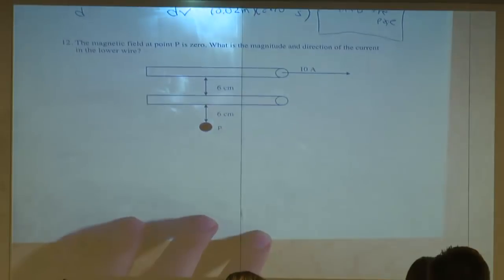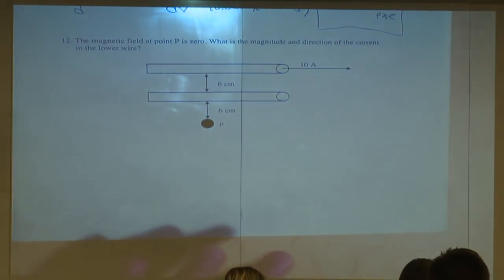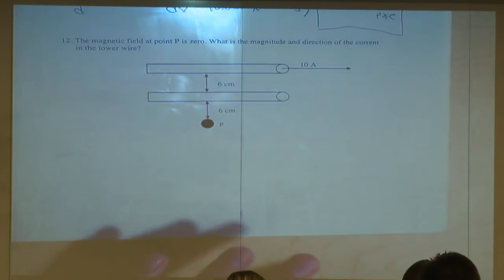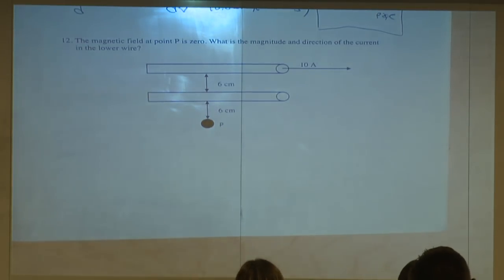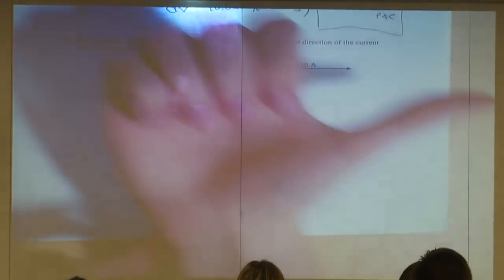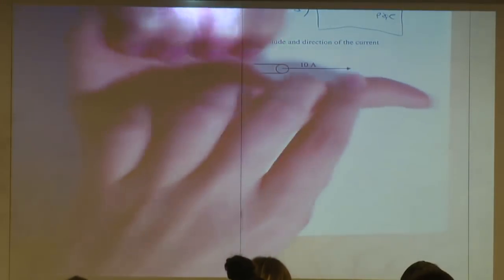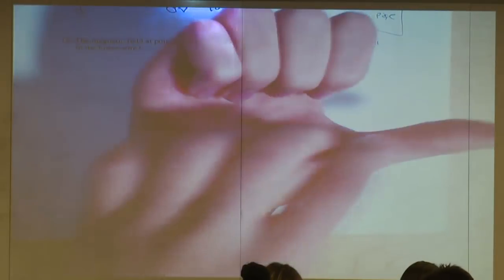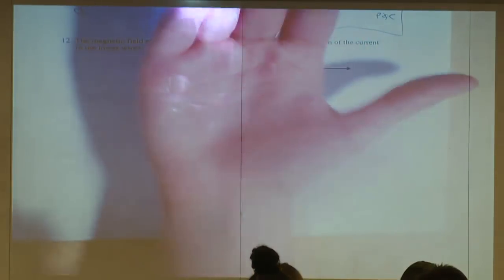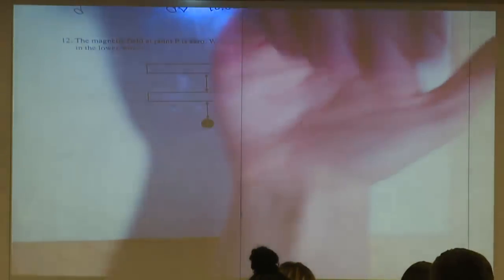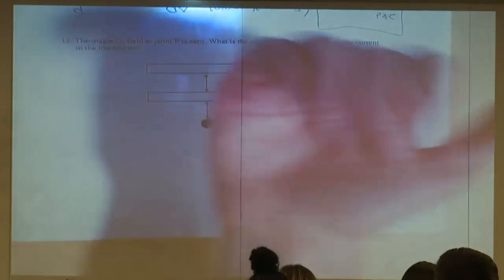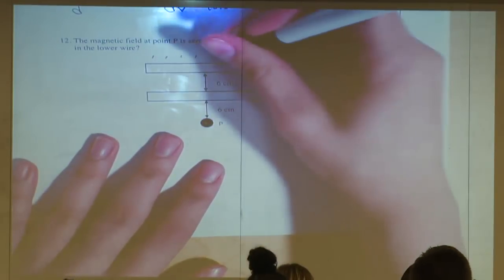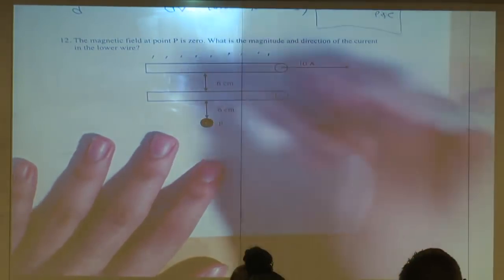Number 12 says the magnetic field at point P is 0. What is the magnitude and direction of the current in the lower wire? Okay, so let's do the direction first. We have the wire on top. It's going this way, right? That's the direction of the current, and that's your thumb. Then you know that your magnetic field is going to be wrapping behind it like that, so it's going from out to in, if that makes sense. So I'm going to draw that out to in.